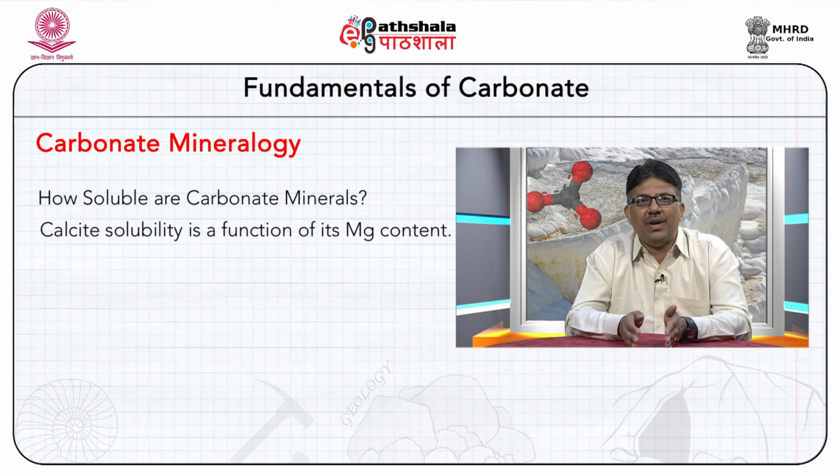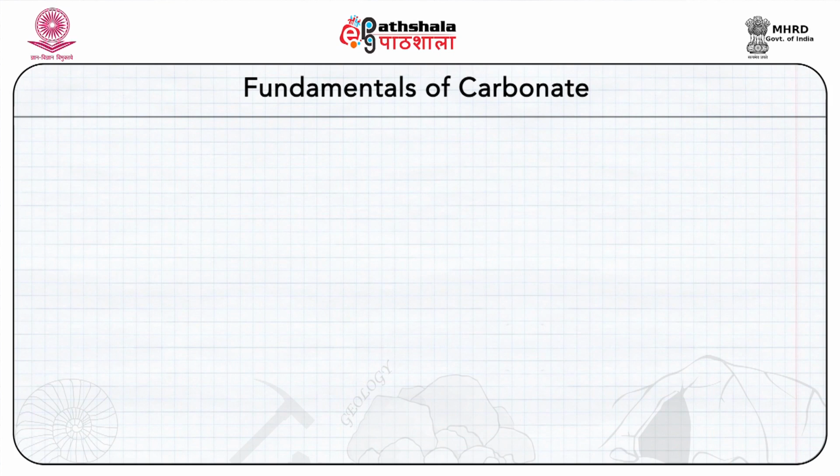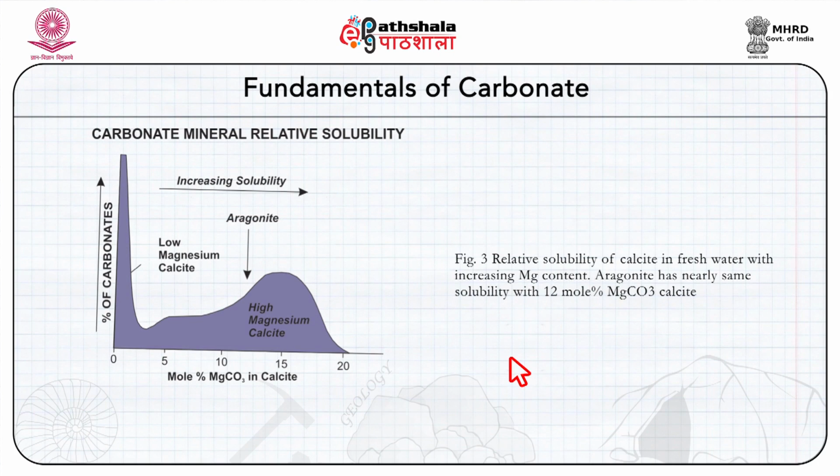The solubility of aragonite in distilled water is the same as high Mg calcite having 12 mole percent of Mg. High Mg calcite with more than 12 mole percent Mg is more soluble than aragonite, which is discussed in this figure. Dolomite is least soluble among all carbonates. So, this figure shows relative solubility of calcite in fresh water with increasing Mg content. Aragonite has nearly the same solubility as calcite with 12 mole percent of MgCO3.